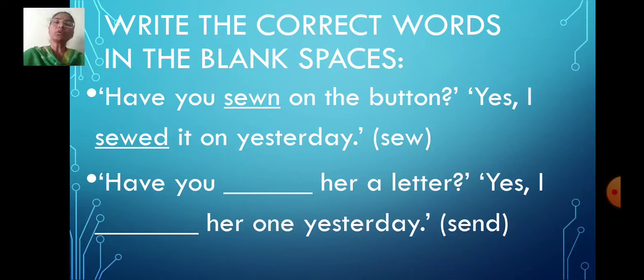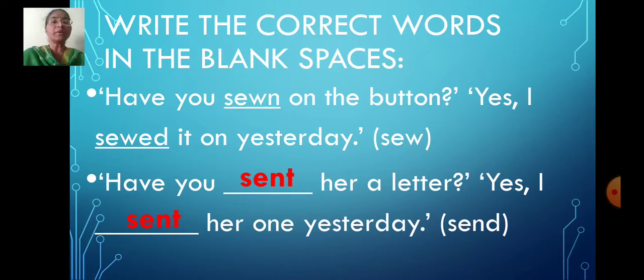Very good. Now just can you tell me? See, here the given verb is send. Okay. So you should know the past participle form and a past tense of the given verb, which is sent. Can you tell me? Yes. So what will be there in the first blank? Have you sent? Very good. Have you sent her a letter? Yes, I sent her one yesterday, because both the forms are same. Okay. Past participle and past tense is the same. That is sent. Fine. Very good.